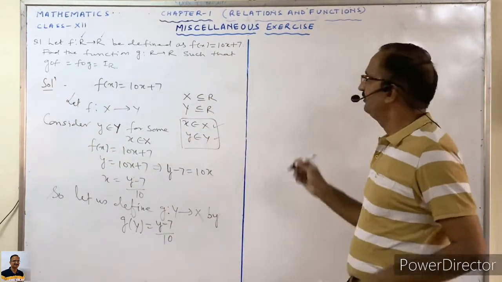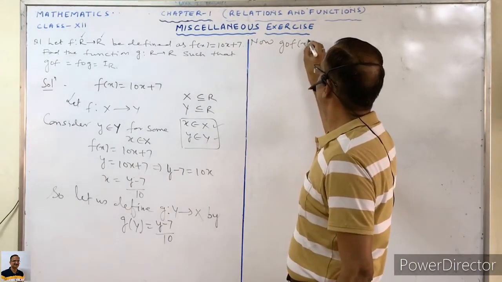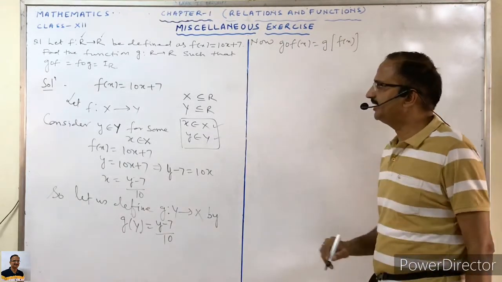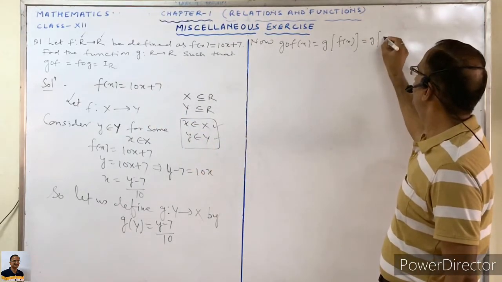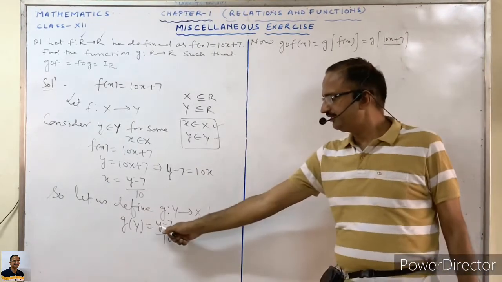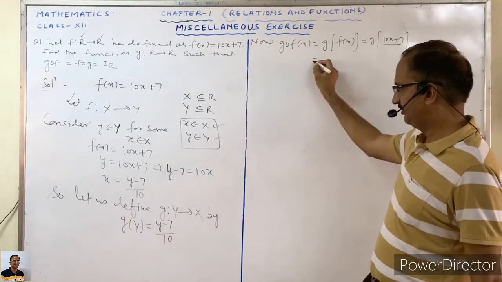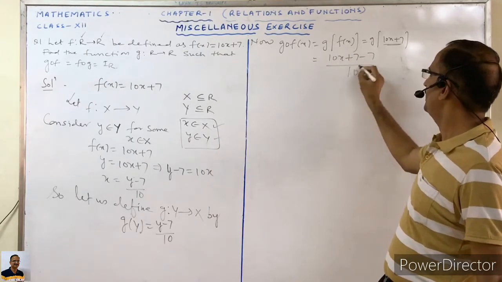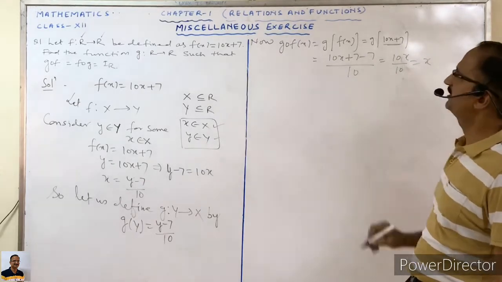Now we have to verify whether GOF and FOG are equal to IR. For this we will now find GOF of x. It means g of fx. Now what is fx? Fx is 10x plus 7. So we can write g of 10x plus 7. We will put this value in the gy function. So in place of y, we will put 10x plus 7. So we will get (10x plus 7 minus 7) by 10. 7 and 7 cancel out. We get 10x by 10, simply x.